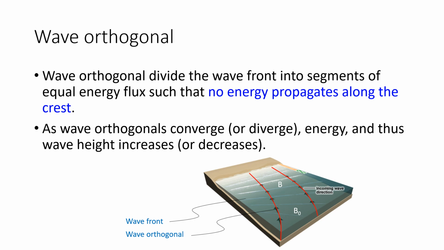The wavefront is basically infinite in this direction, but we divide it so that in between two orthogonals, the energy inside here is always the same. This is a very important concept for the study of wave refraction, because as the wave orthogonals converge or diverge, as we will see later, the energy and as a result the wave height increases or decreases.